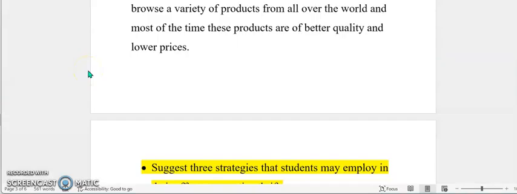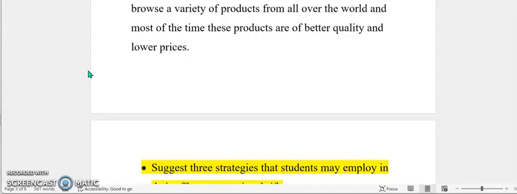Another answer that you could write for this question, students, is pricing. With globalization, the prices of goods and services that are sold on the international markets, or markets all over the world, tend to be cheaper than the prices of goods and services that are sold in our local markets. And most of the time, the quality of the goods and services that are sold on the global market tends to be better than those that are sold locally, right?